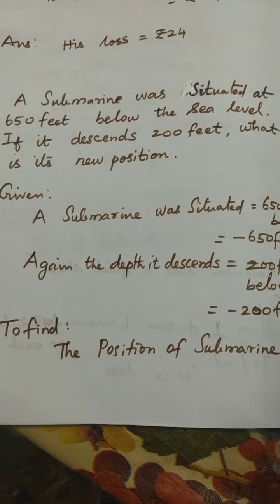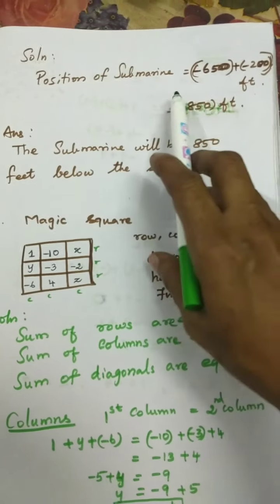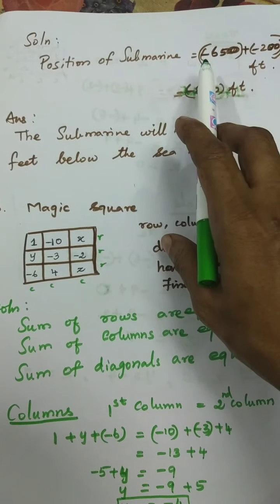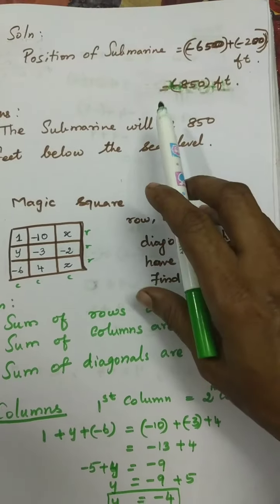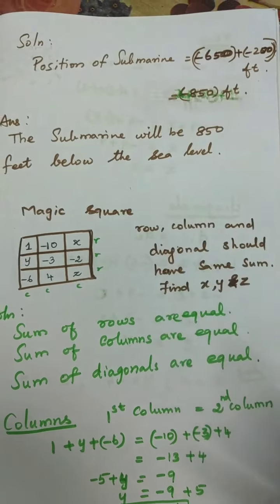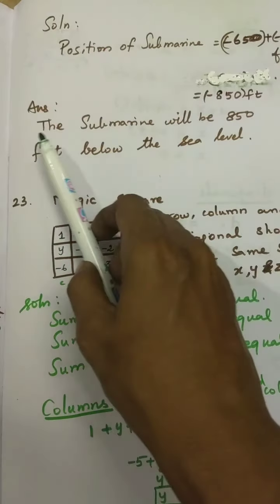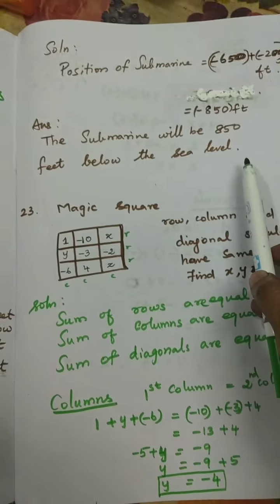So, to find the position of the submarine. Solution. Position of the submarine is equal to minus 650 plus minus 200 feet, that is equal to minus 850 feet. The submarine will be 850 feet below the sea level.